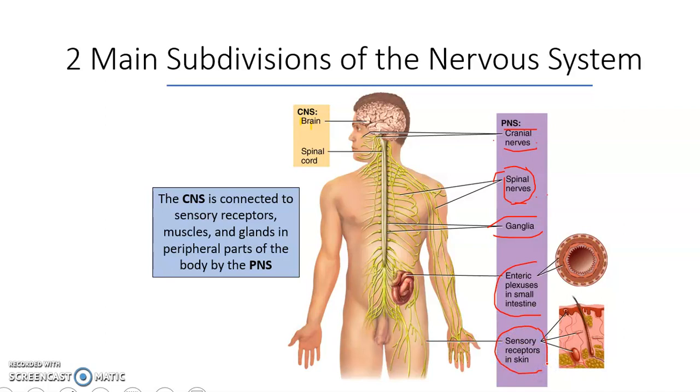And these are specific structures which can sense and detect any changes in the external environment, like receptors for touch, for pain, pressure, vibration, temperature. The CNS is connected to sensory receptors, muscles, and glands in the peripheral part of the body through the peripheral nervous system.